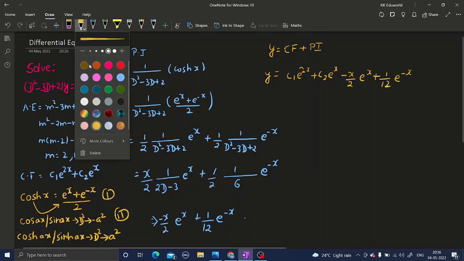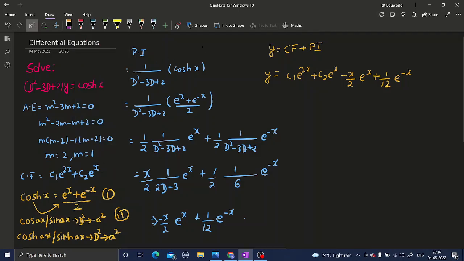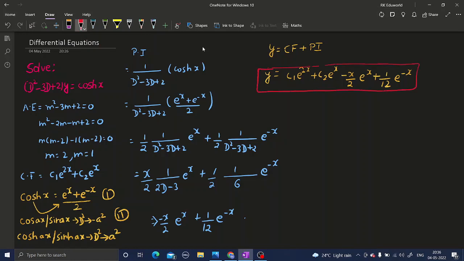I hope you understood this very well, because I went through the basic steps possible. First step was to find the auxiliary equation, then the roots, then the complementary function, as you all know. Then we had these two approaches, so I went through the first approach: write this as e power x plus e power minus x by 2, and then I solved further and got to my particular integral, and the final answer is y equals CF plus PI.